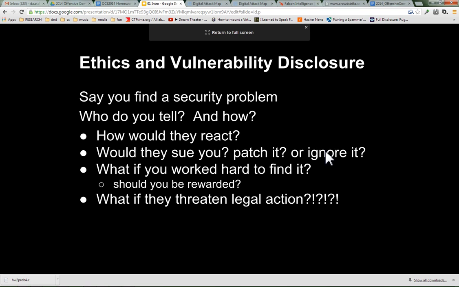So let's talk about the debate of ethics and vulnerability disclosure. Say you are using your favorite service and you find a problem, a bug, a vulnerability. What do you do? Who do you tell, if you want to tell someone, and how? How might they react? Would they ask, why are you looking at that? Why are you poking around at that? You're not authorized to look at that page. Would they sue you, or would they react favorably, patch it, and say thanks, you saved us from a potential liability problem? Or would they just ignore your email, put a ticket in, and close it in a month and never get back to it?